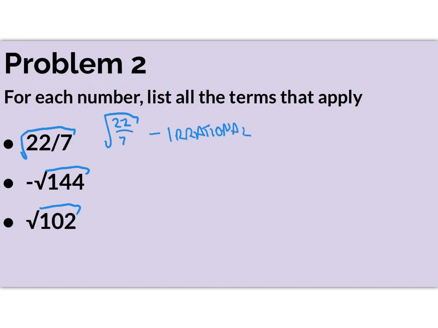The opposite of the square root of 144. We don't have to solve it. We know that the square root of 144 is 12, so this would give us a rational number. 102 is not perfect because 100 is perfect, and so this one is irrational.